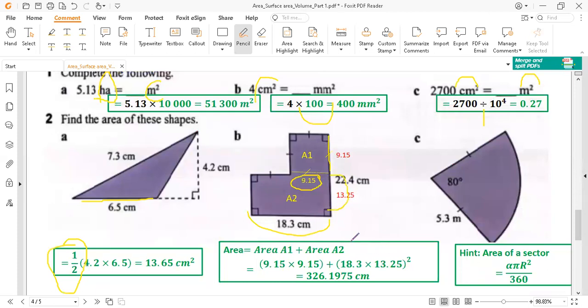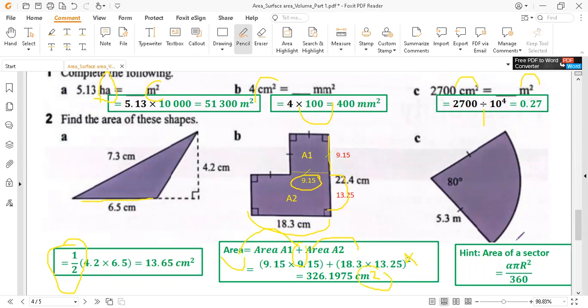13.25 centimeter, then we can say that the area is equal to the sum of the areas of simpler shapes. And we can complete it. We have here some mistakes. We have a squared here. It is not here. So normally the area of A1 is 9.15 by 9.15 plus rectangle length by width 18.3 by 13.25. So, and we have a centimeter square.